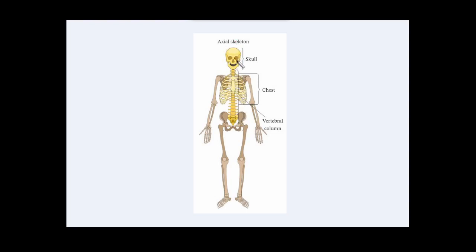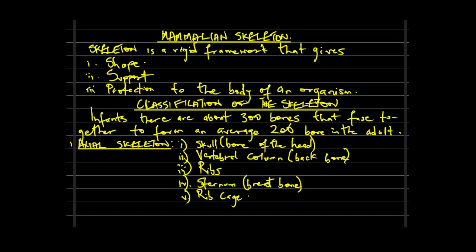Like I said earlier on, we mentioned the skull, the sternum, and the ribs articulating together to form the rib cage, as well as the vertebral column. All of those parts make up the axial skeleton. So that is the first classification of the skeleton. Let us quickly look at the second classification.